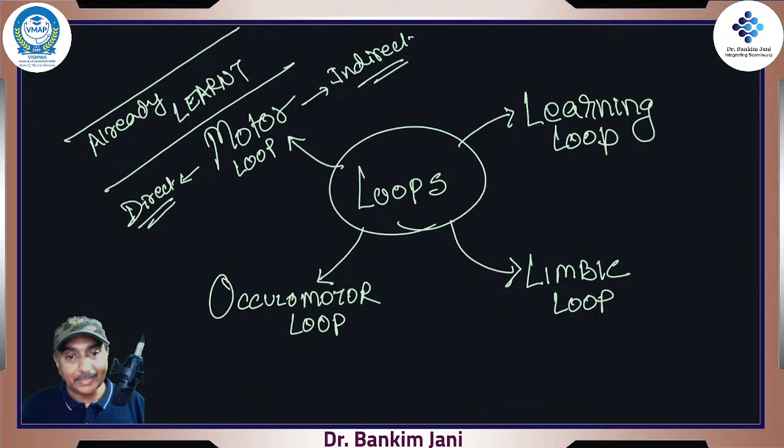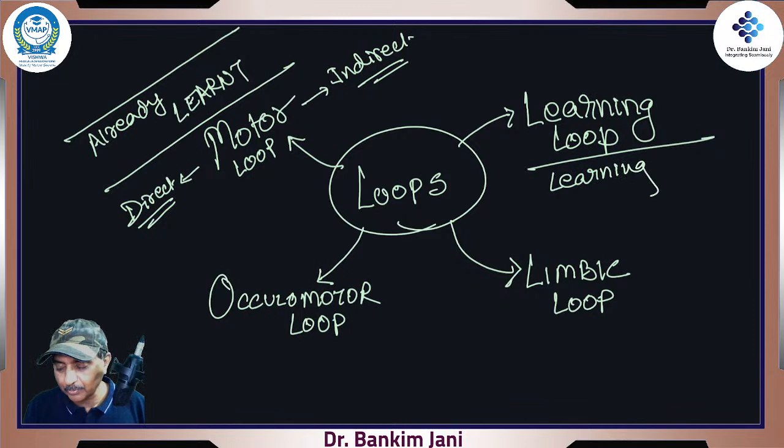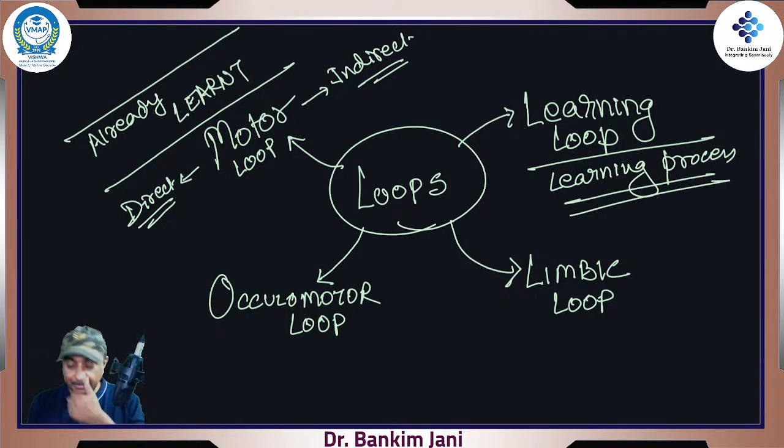When you are learning, that is where the learning loop will come, right? This is when you are learning. The learning process means that a different set of brain components will be utilized. Once learnt, it would be transferred, okay, now it has been learnt. Then it becomes second nature. It becomes easy, right?